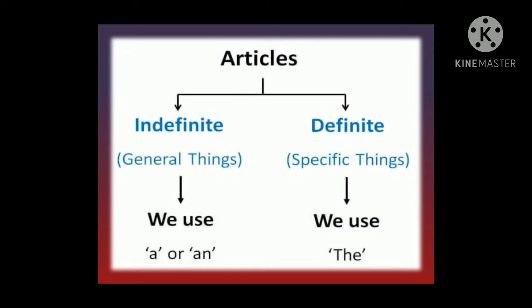Articles are basically of two types: indefinite articles and definite articles. Indefinite articles are used for general things. We use a or an. A or an are the indefinite articles, whereas definite articles are used only for specific, particular things. We use the.